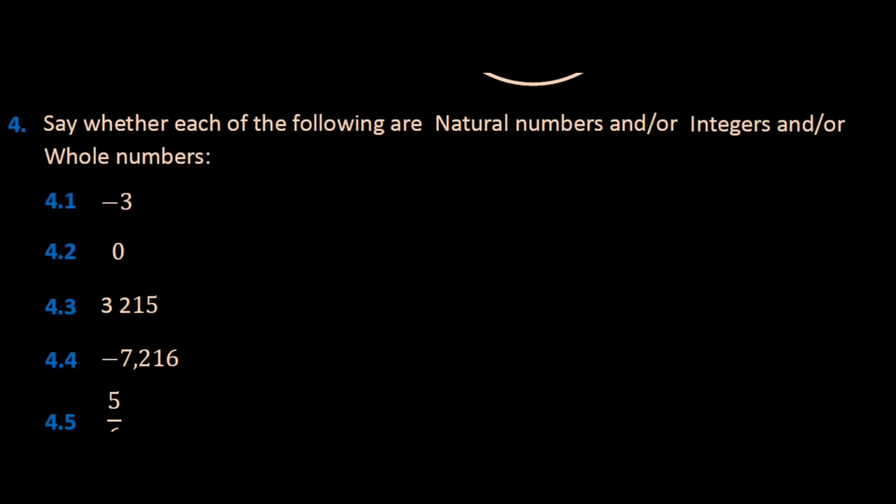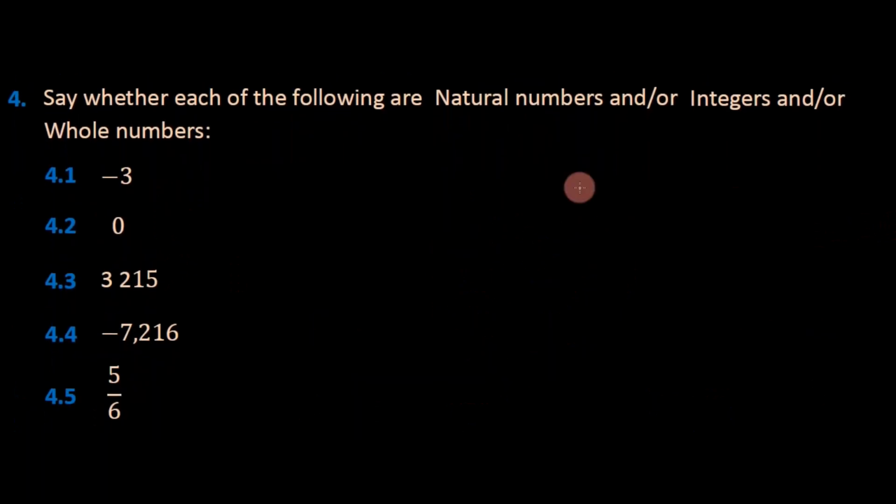We have to say whether each of the following are natural numbers and or integers and or whole numbers. 4.1, negative 3 is an integer. It's not a natural number, nor is it a whole number. 0 is an integer as well as a whole number.